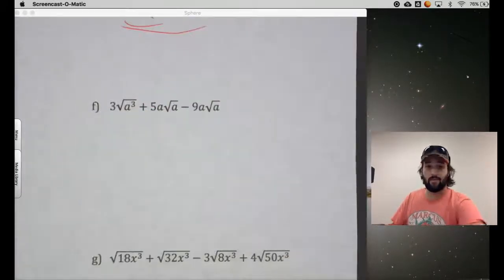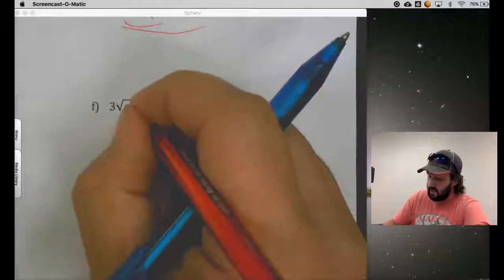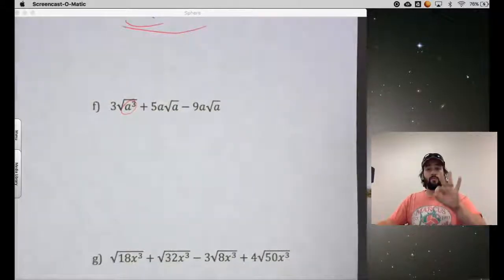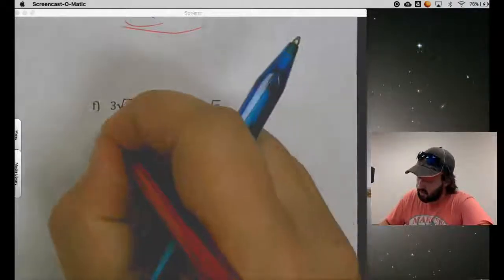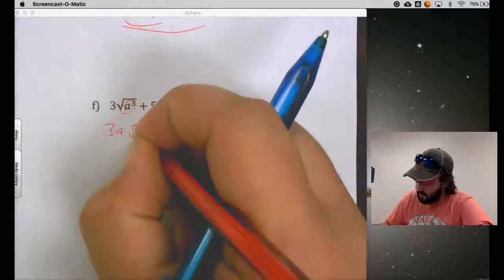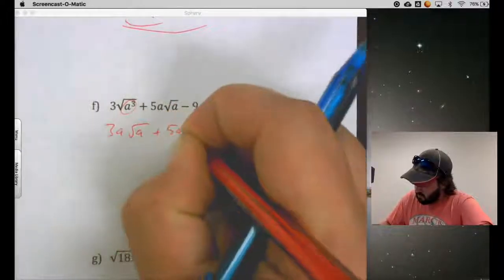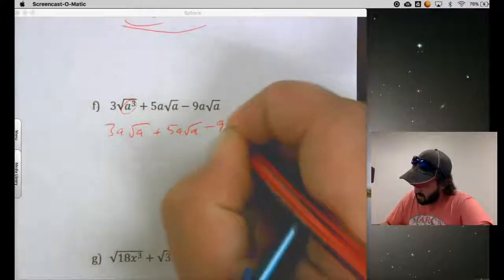All right, with part F here, notice I have an a cubed. With that a cubed, there's 3 a's. So that means there's one group of 2, and then I still have one left on the inside. So this will become 3a root a plus 5a root a minus 9a root a.